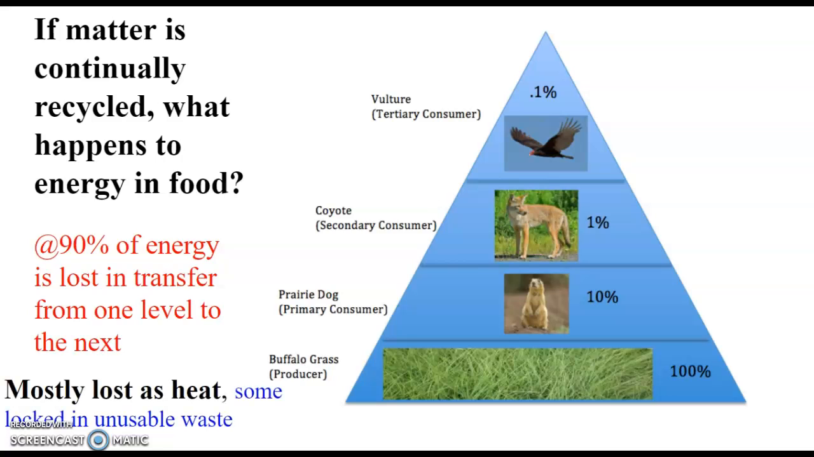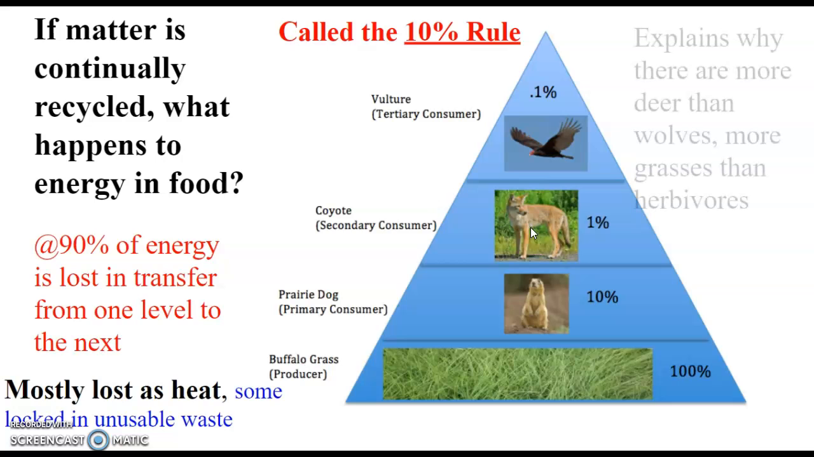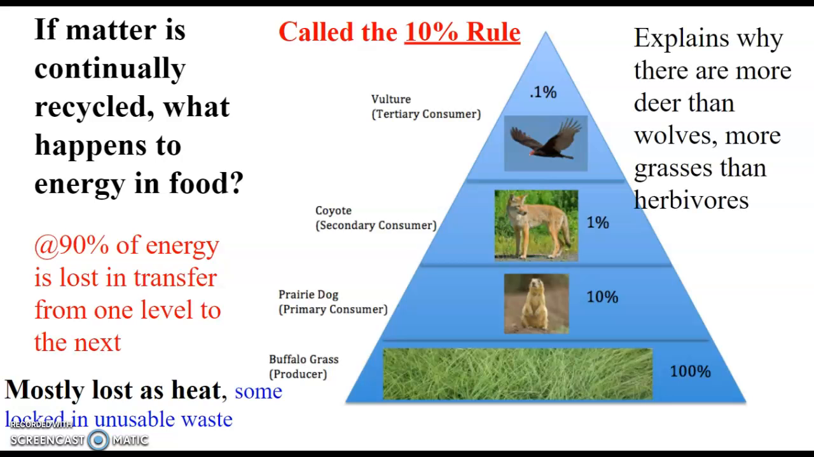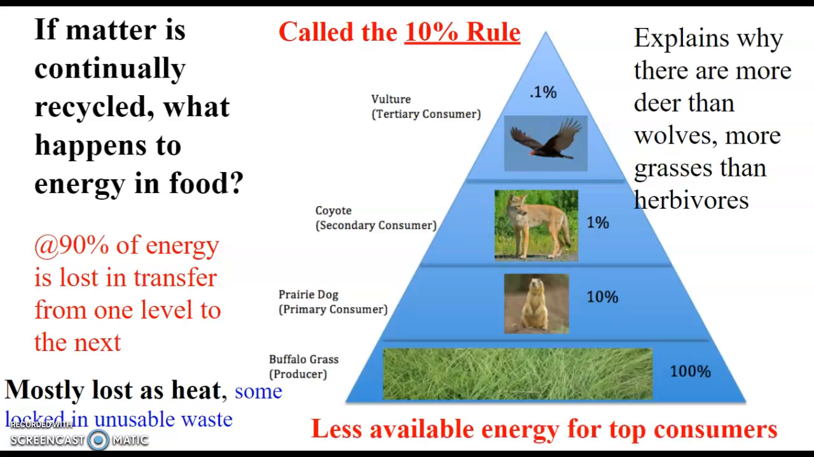So mostly lost as heat, some locked into unusable waste material. So when you go to the bathroom, a lot of that is waste material that you can't use. Decomposers might be able to. So we call this the 10% rule. And it's why we always have to have more producers than herbivores, more herbivores than carnivores, because of this loss of energy through food chains. So there's always less available energy for top consumers.